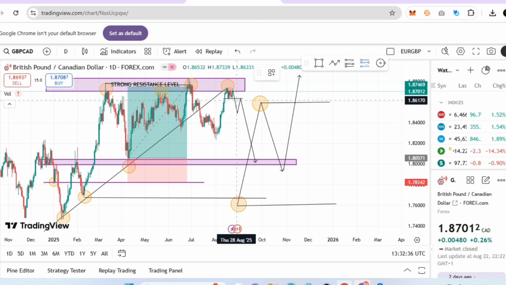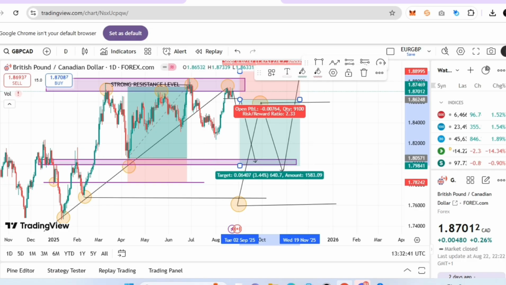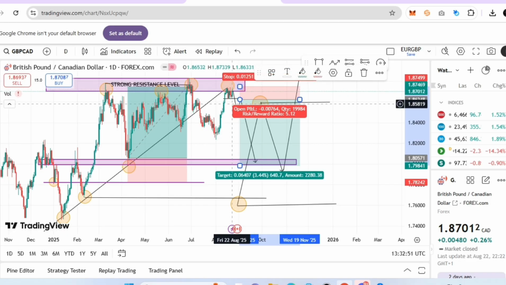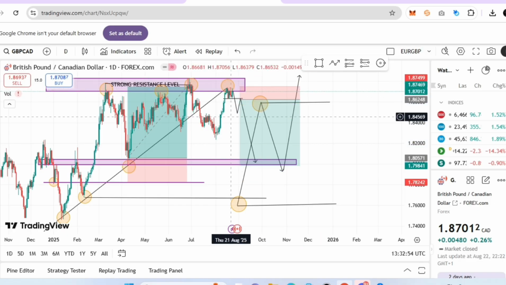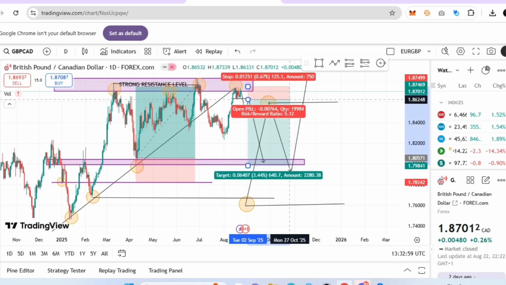Okay, now let me put my sell short position. I can target this zone as my first TP. My stop loss is above the ranging zone, and then I target this first take profit.